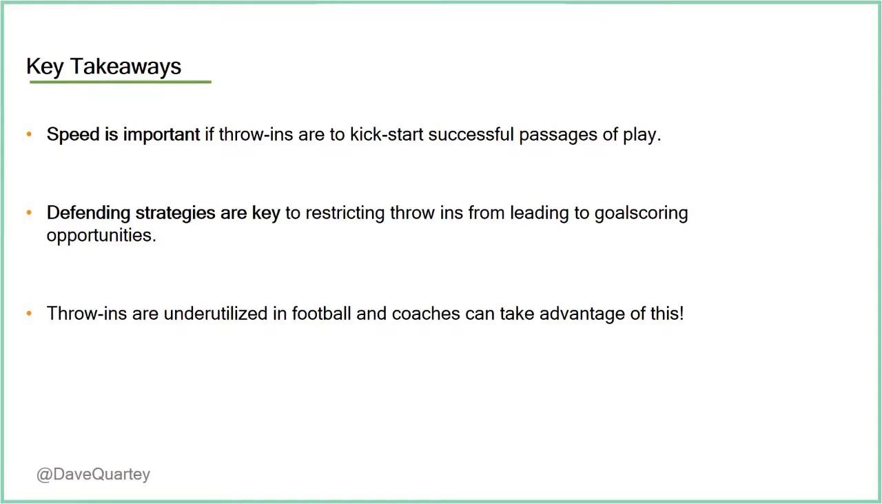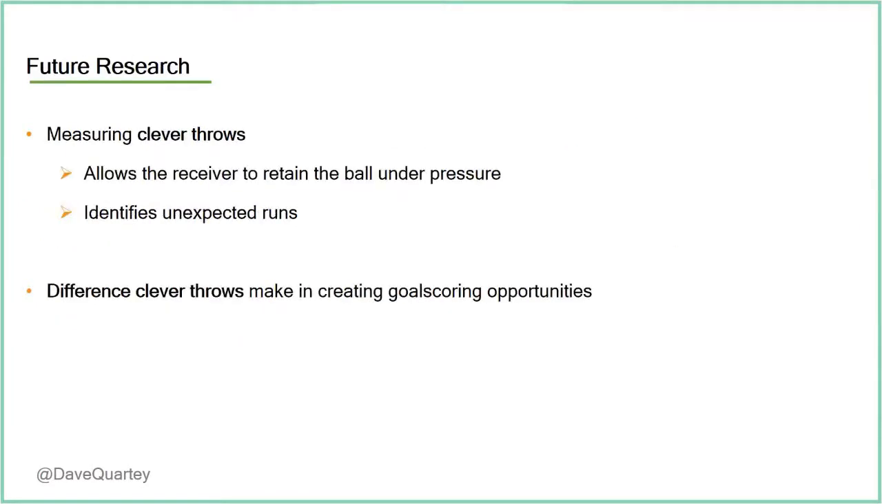So, as a future form of research, something which I think would be interesting to look at would be to measure clever throw-ins, right? So these are throw-ins that are made to someone who is making an unexpected run, right? A run where the opponent doesn't expect you to make, but the player making the throw is able to identify his teammates who are making such runs, which probably creates space for the player to receive the ball without much pressure.